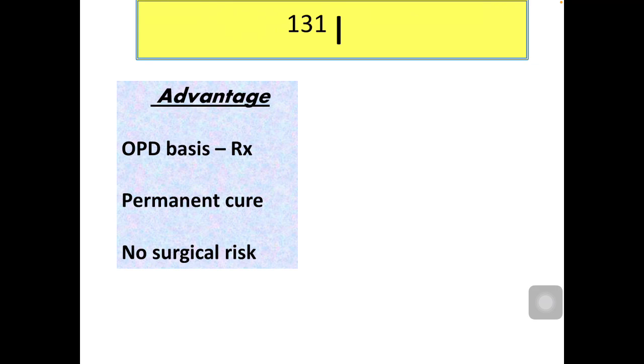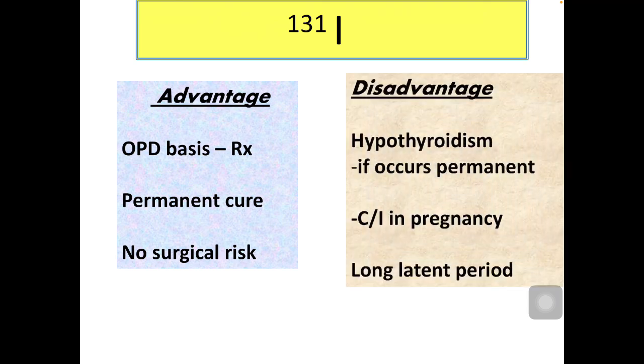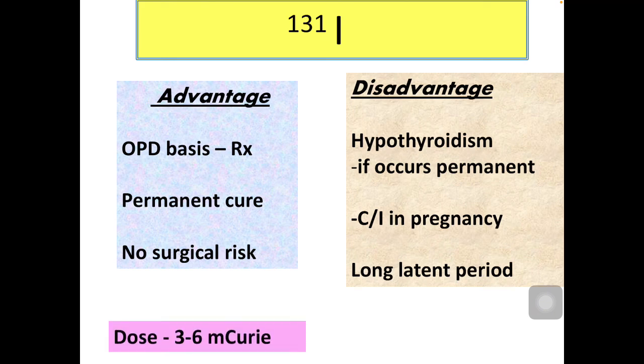Advantage of radioactive iodine: OPD treatment. Surgery is not required, so all the surgical problems and side effects are removed, and the cure when achieved is permanent. The only drawback is that hypothyroidism, if it occurs, is also permanent. So we need to give replacement T3, T4 if hypothyroidism occurs. It is contraindicated in pregnancy, we cannot give it. And there is a long latency period. The onset of action is slow.